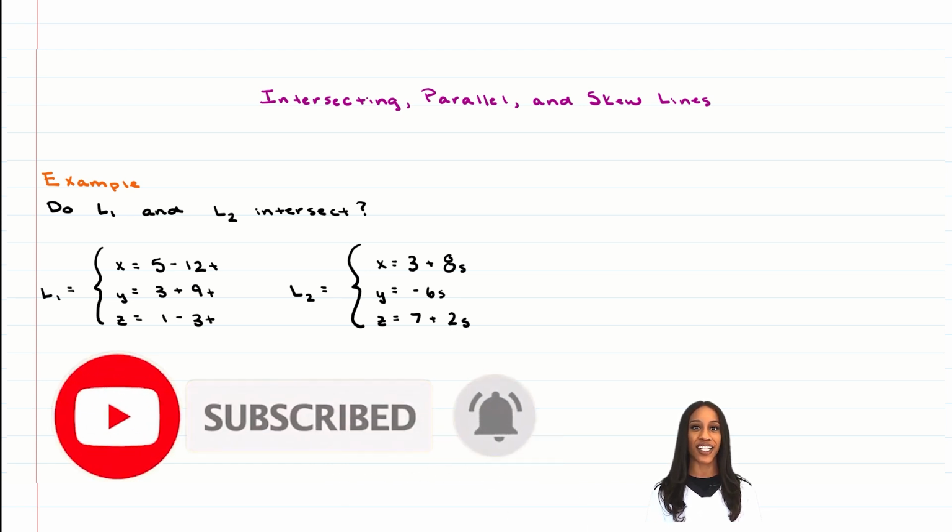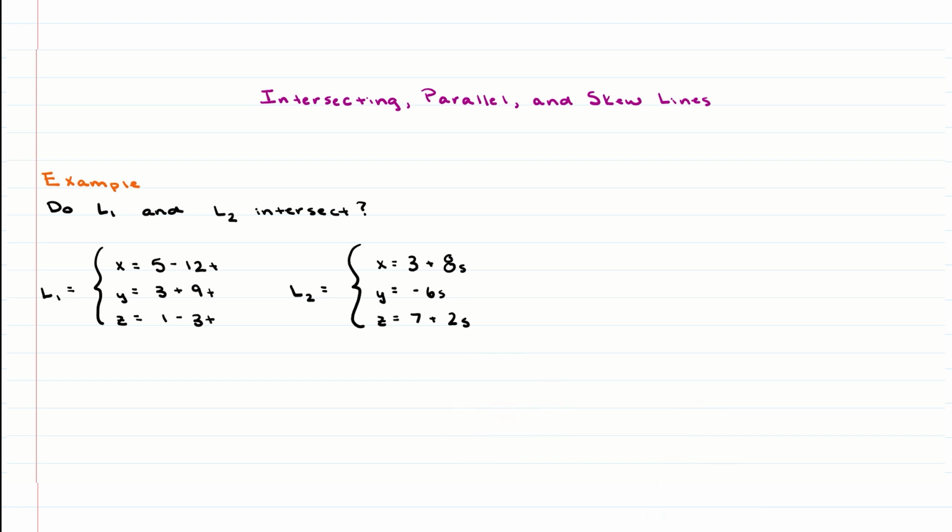All right, now let's take a look at this example. In our first example, we're asked to determine if line 1 and line 2 intersect. So how do we do this? Well, if we can find values for s and t that make the x's, y's, and z's in L1 and L2 equal one another, then that means that L1 and L2 do in fact intersect.